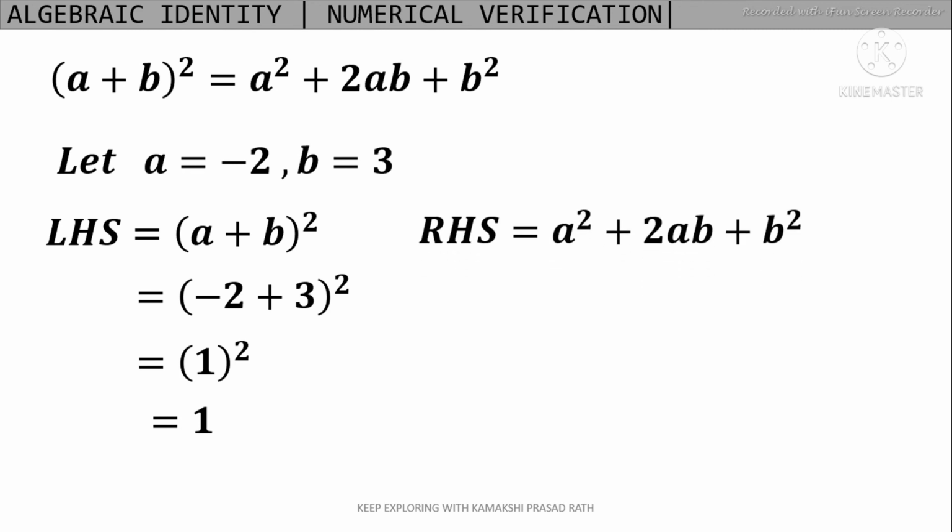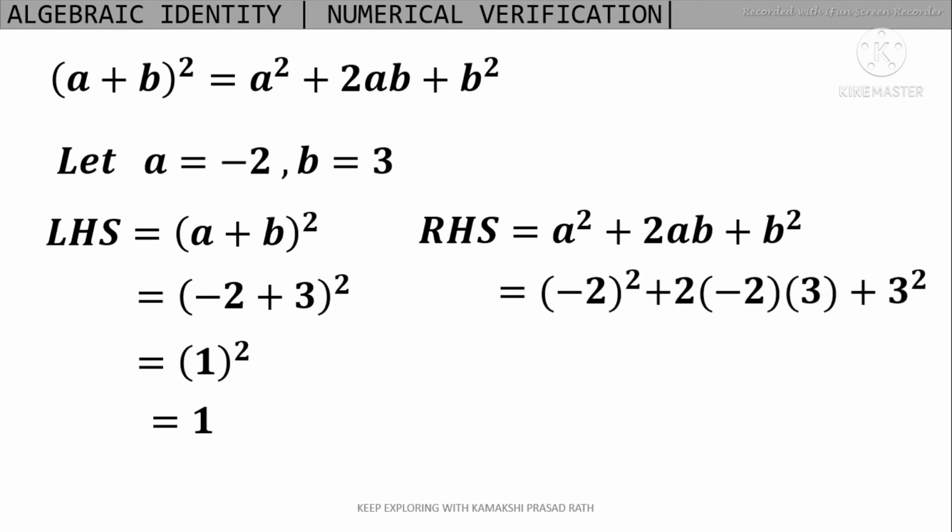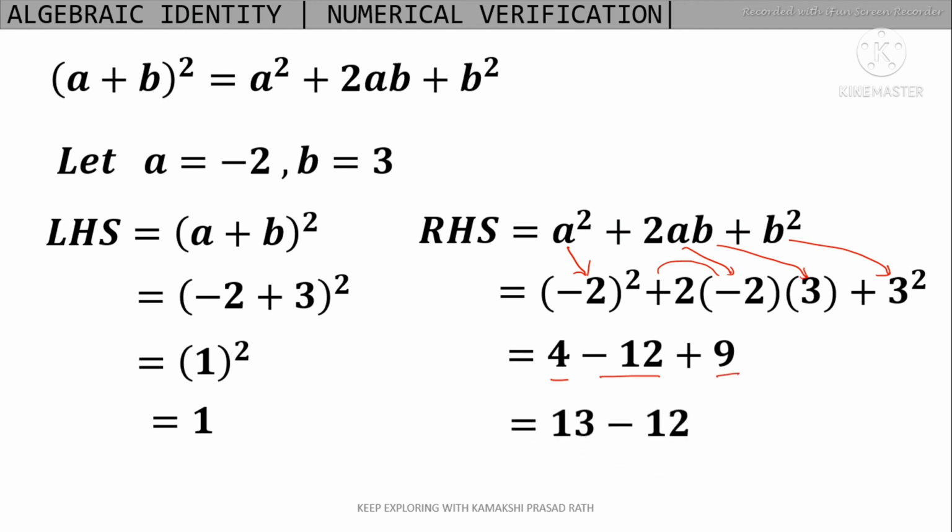Now the right hand side. The right hand side we have A squared plus 2AB plus B squared. That means in place of A we'll put -2, in place of B we'll put 3. So next step, we'll solve the bracket. -2 whole squared is nothing but 4. 2 2s are 4, 4 3s are 12. We get -12 because of this negative sign. You can see here plus into minus is minus. Plus 3 squared is 9. So 4 plus 9 is 13. 13 minus 12 is 1.